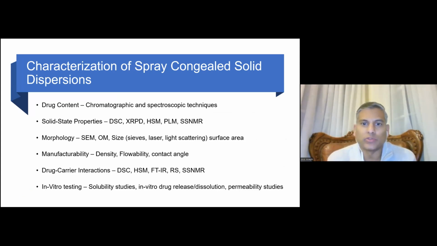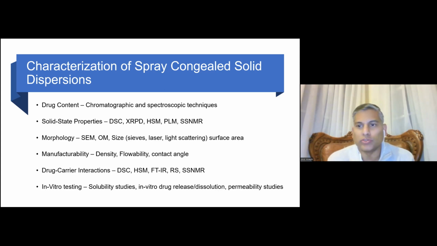So these are some of the techniques that are used to characterize the spray congealed solid dispersion that is formed. Typically for drug content, you use chromatographic and spectroscopic techniques like HPLC, UPLC. For solid state properties, we typically use DSC, XRPD, solid state NMR, right? PLM, HSM. For morphology, we use SEM, OM, and for size, laser light scattering.